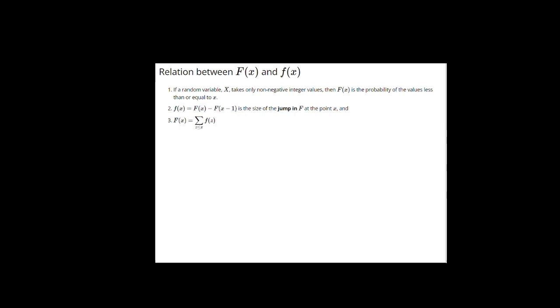More generally, the probability function, f of x, is given by the size of the jump in the cumulative distribution function at a given value of x. Similarly, we can get the cumulative distribution function, capital F of x, by adding up the values of the probability function up to that point. So capital F of x is the sum over all values of z less than or equal to x of little f of z.